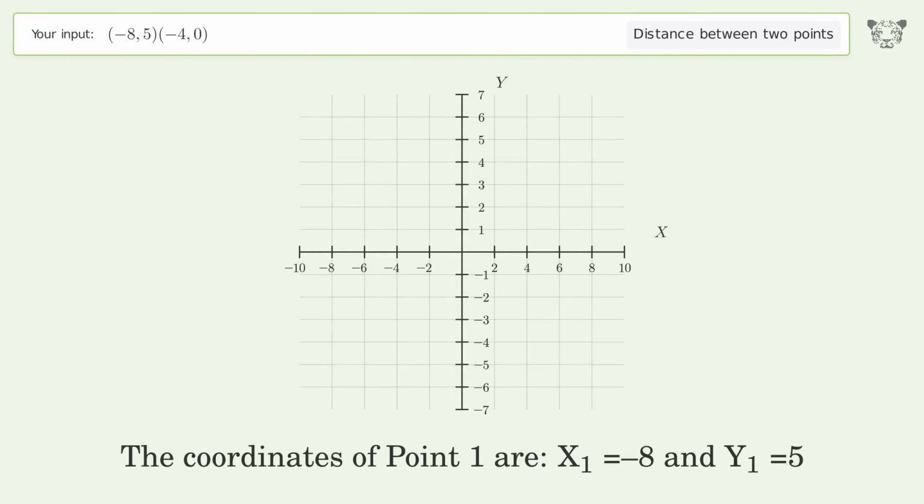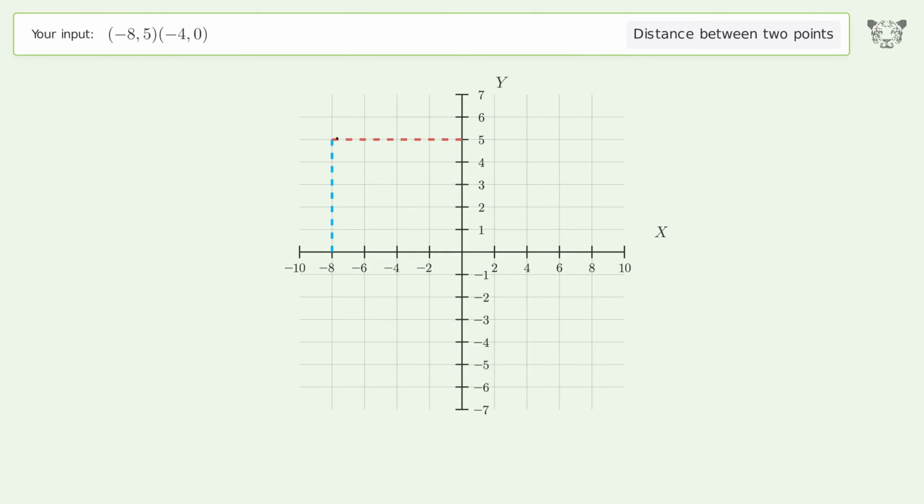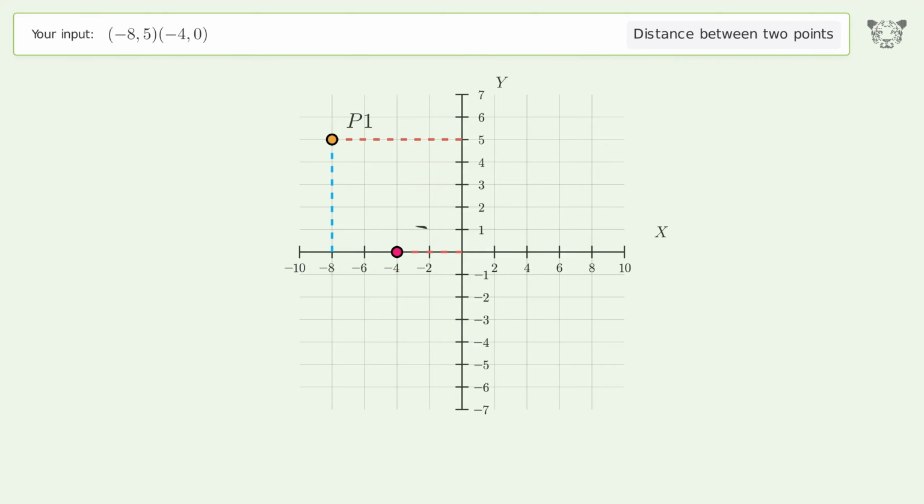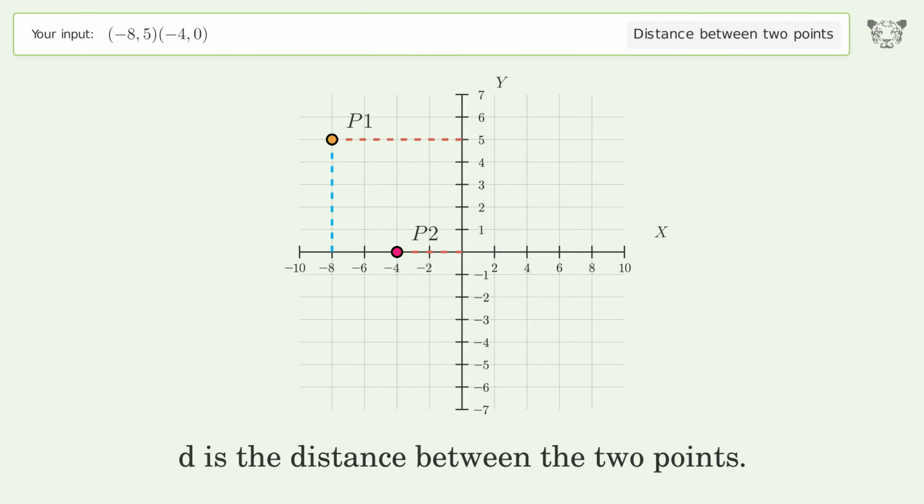The coordinates of point 1 are, x1 equals -8 and y1 equals 5. The coordinates of point 2 are, x2 equals -4 and y2 equals 0. D is the distance between the 2 points.